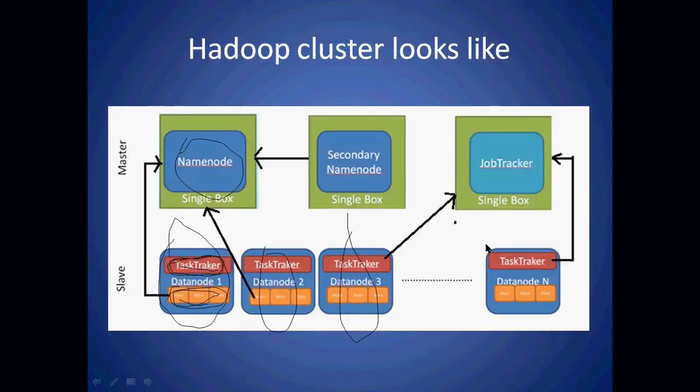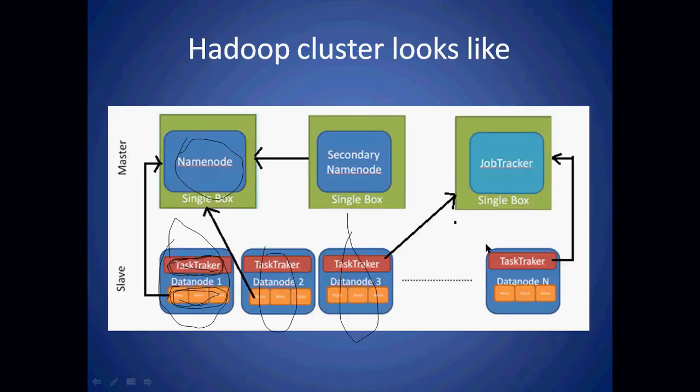Once again, see the high level. Name node, secondary name node, job tracker. And in each single system, data node, task tracker, data node, task tracker, data node, task tracker. Data node is responsible for actual storage. Task tracker is responsible for executing the jobs. See here, there are some arrows I have pointed. Task tracker is contacting job tracker. And this one, data node is contacting name node.